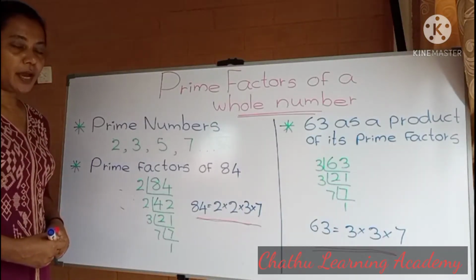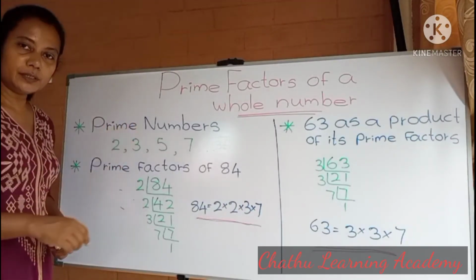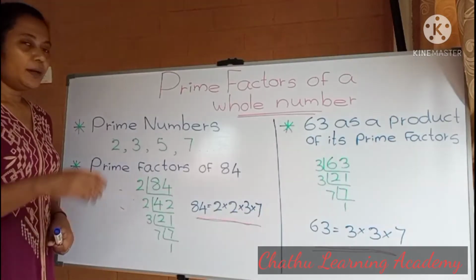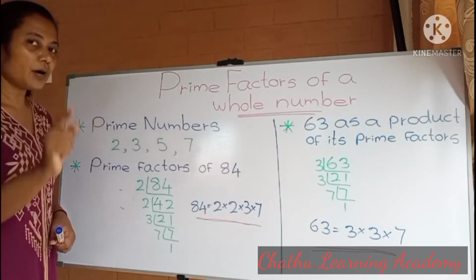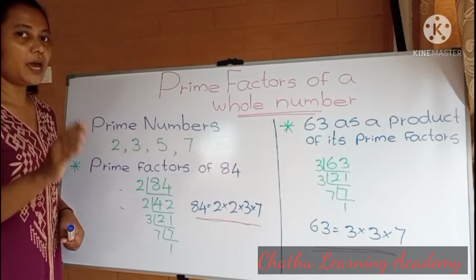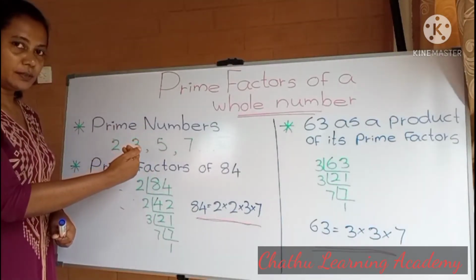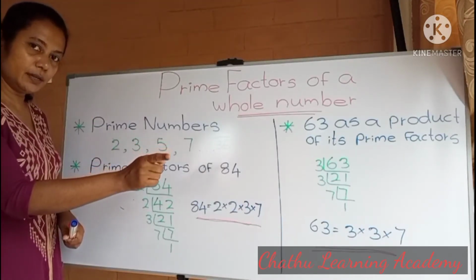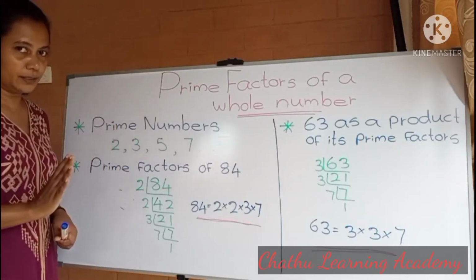Before that, can you remind me what prime numbers and composite numbers are? Prime numbers have only two factors, 1 and the number itself. Composite numbers have more than two factors.